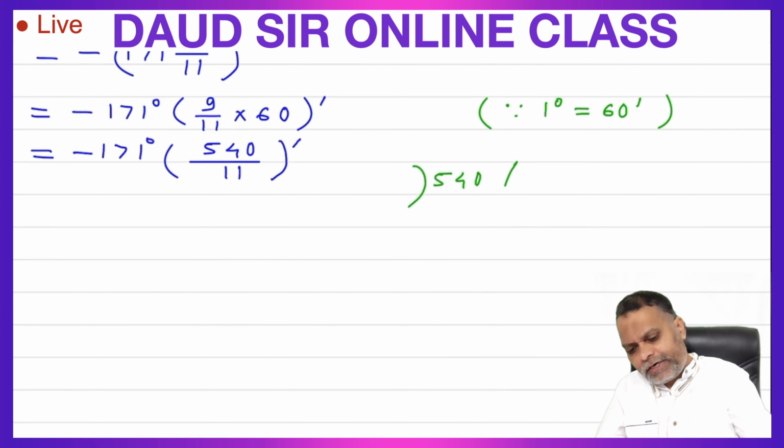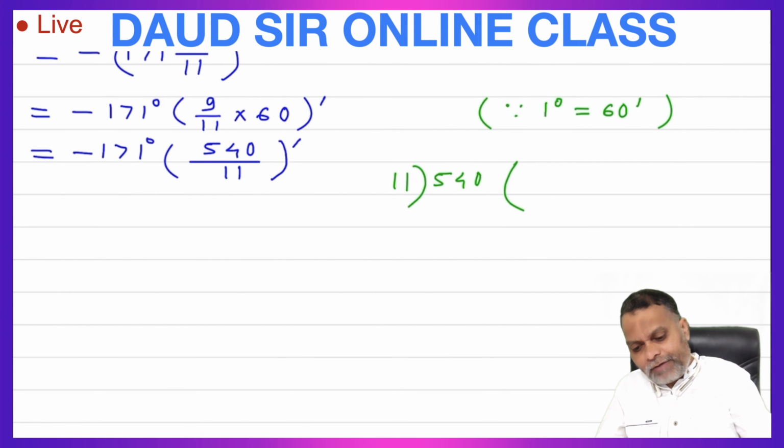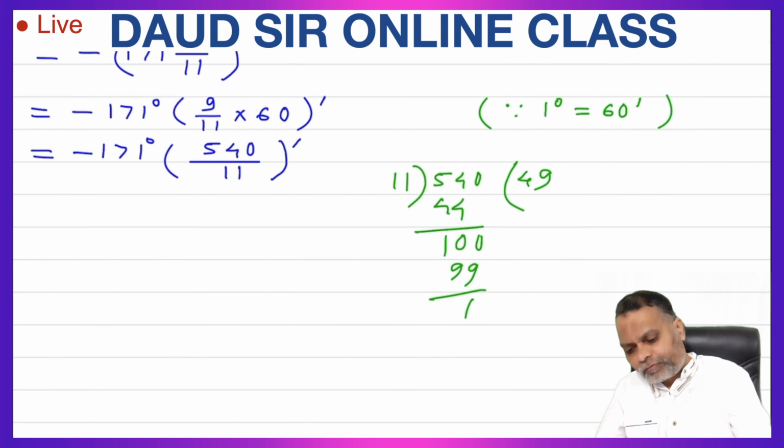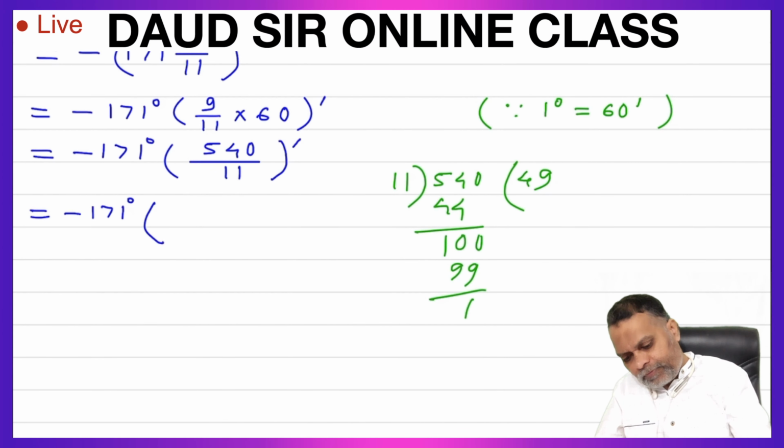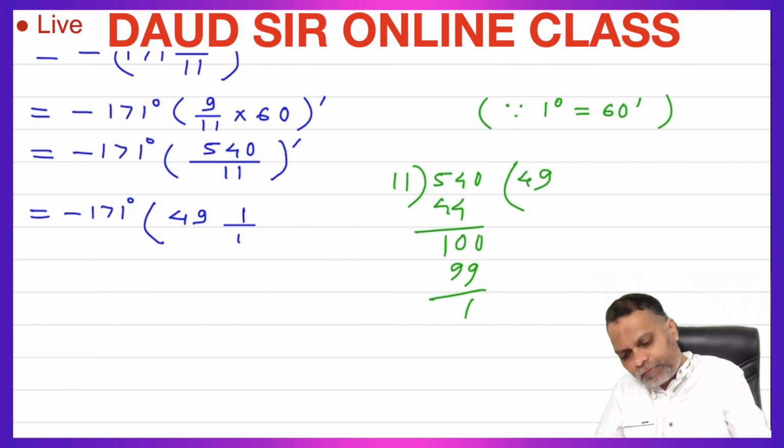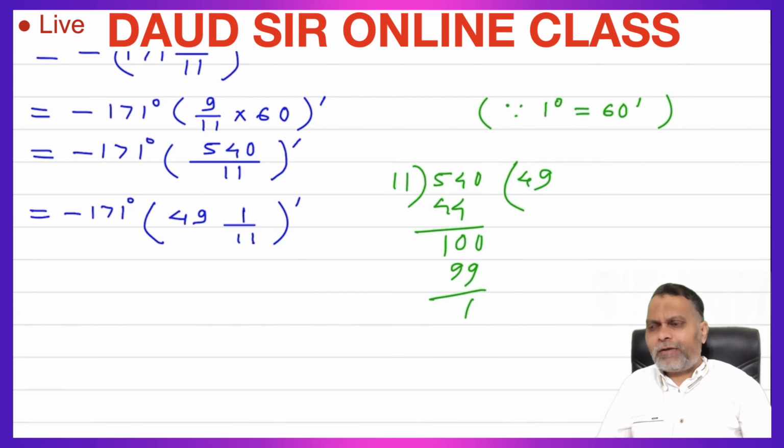540 divided by 11. 11 4s are 44, 0, 1, 10, bring down this 0. 11 9s are 99 and this 1. So we can write this as minus 171 degree 49, and 1 upon 11, 1 upon 11, this much minutes. So here 49 minutes are complete.